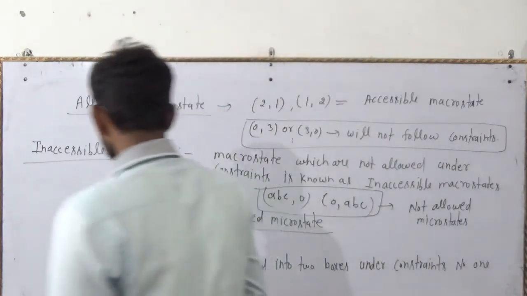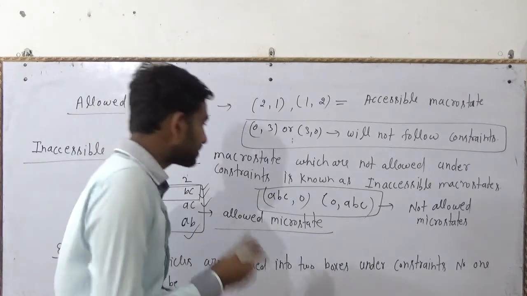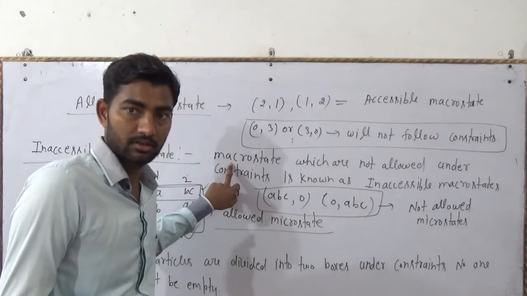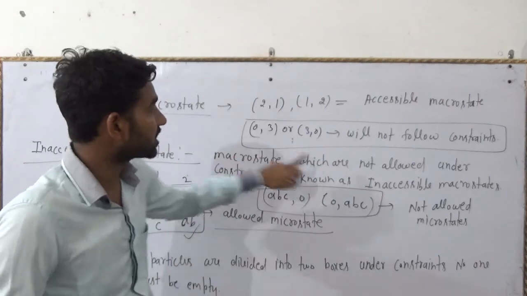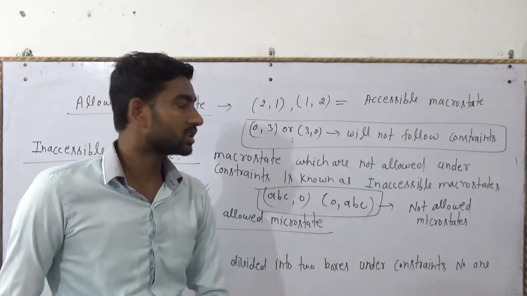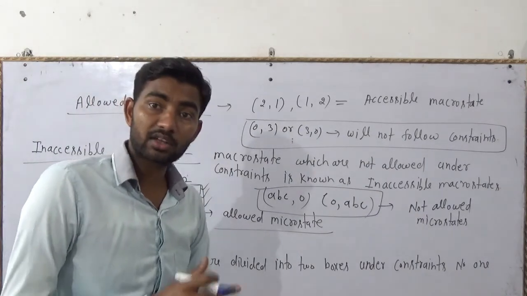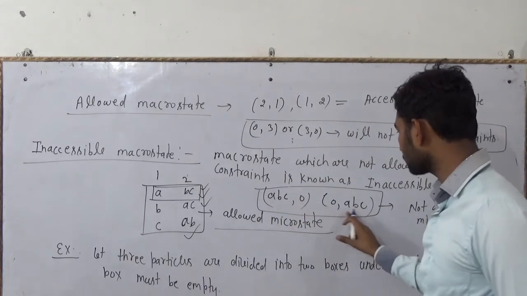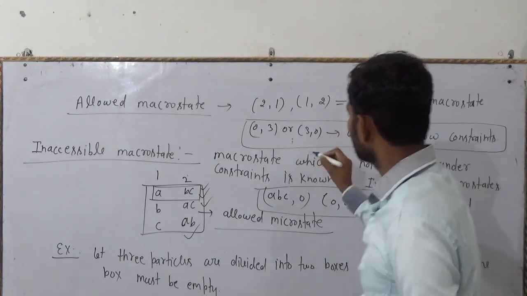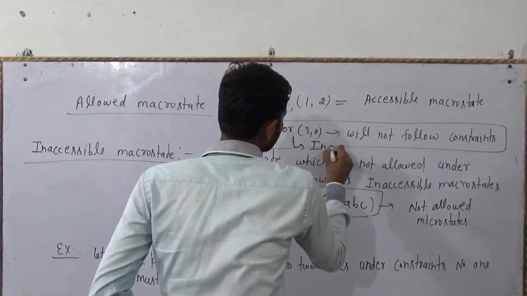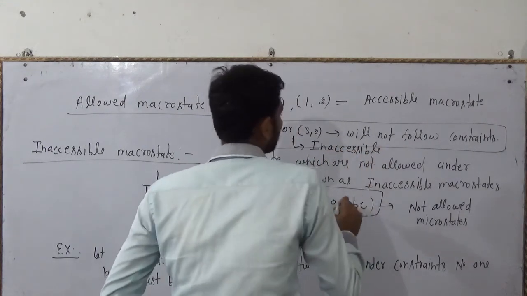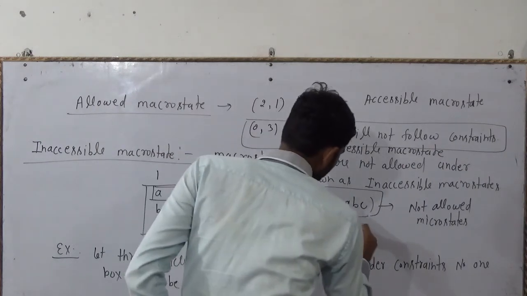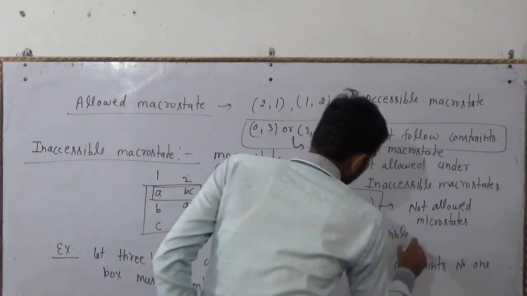But friends, here if we talk about the inaccessible microstate, this is the definition: microstates which are not allowed under constraints are known as inaccessible microstates. And the example of inaccessible microstates in this same example will be ABC 0 and 0 ABC. These are inaccessible microstates.